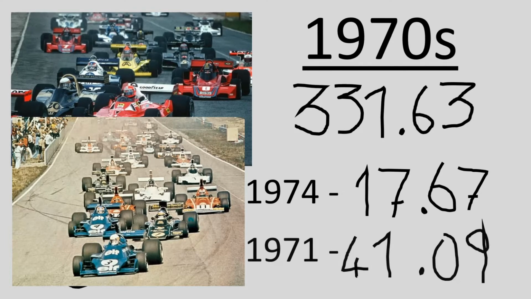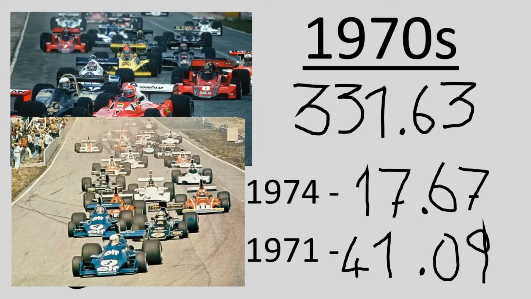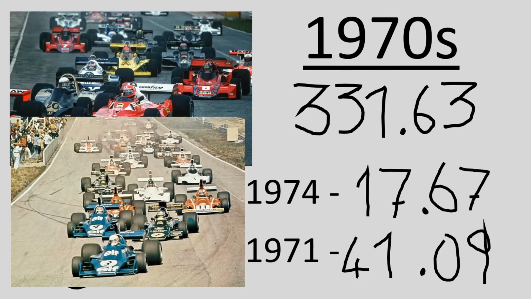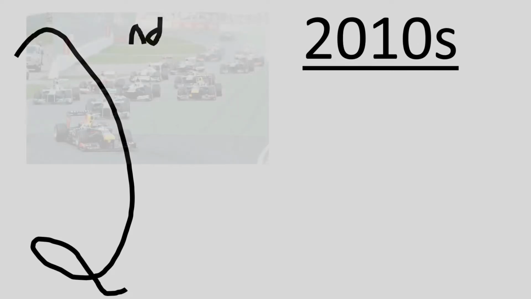And then we had a worst year of 1971, scoring a mammoth 41.09 points, and this was very Stewart's dominated. Jackie Stewart ended on 62 points, with 2nd place finishing on 33. And so to 2nd place, the 2nd best decade in Formula 1 is the 2010s.